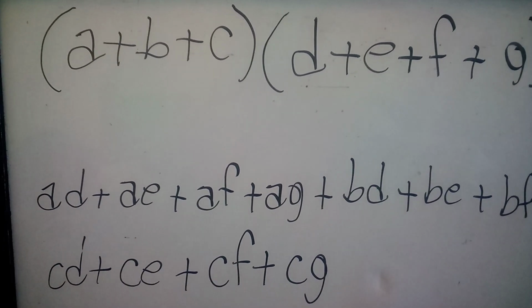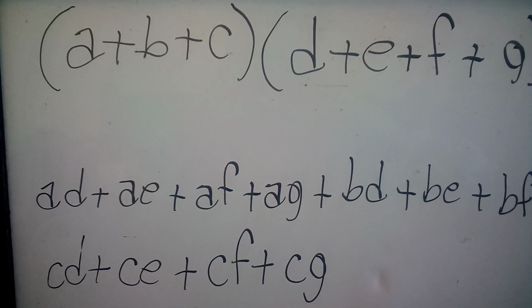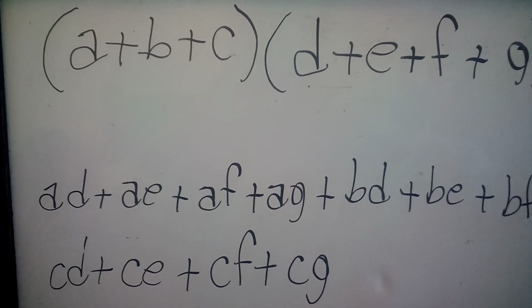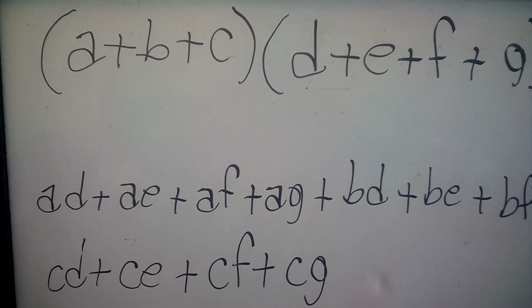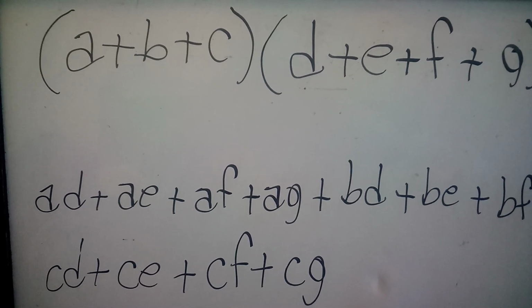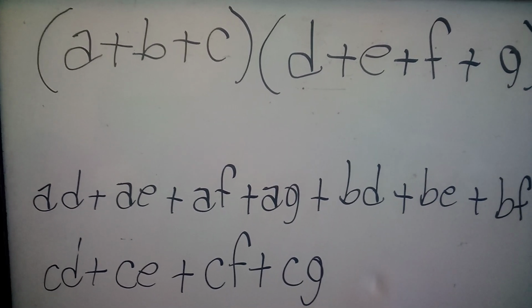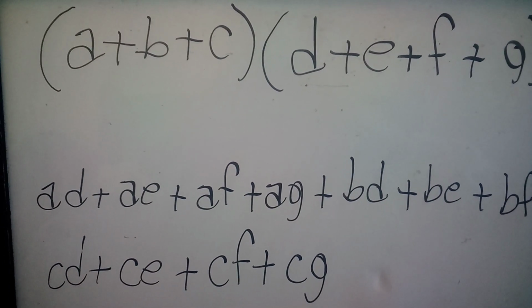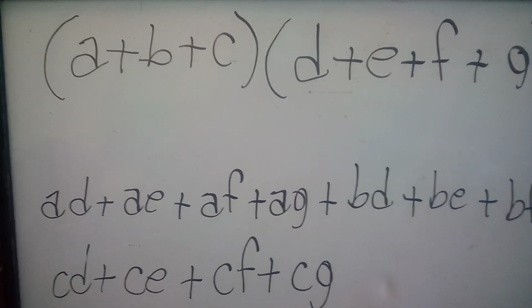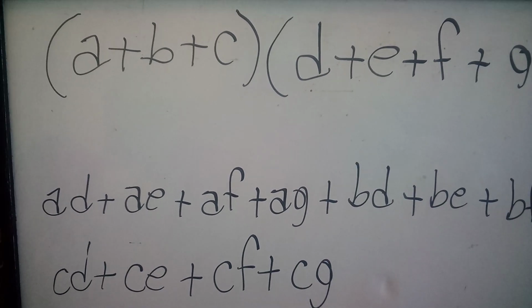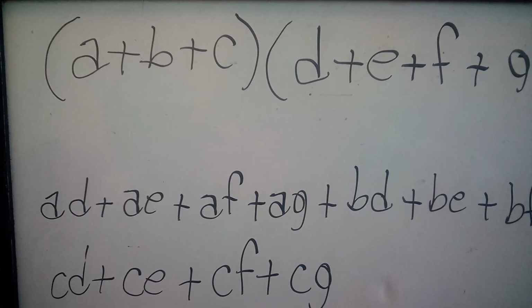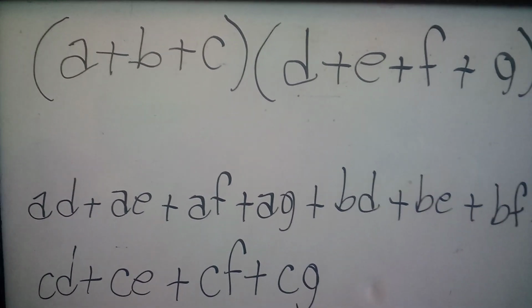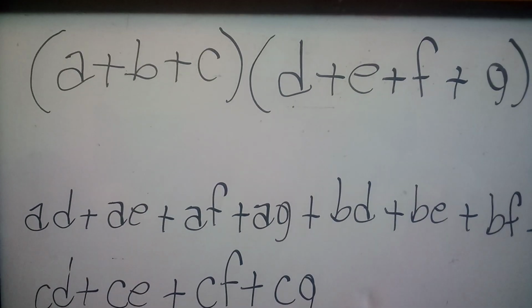In that, the full distribution method can work on polynomials of any number of terms, just multiplying them together two at a time. But the FOIL method only works for multiplying a pair of binomials together. With the full distribution method, we don't have to learn even a mnemonic like FOIL. It's much simpler and more straightforward.